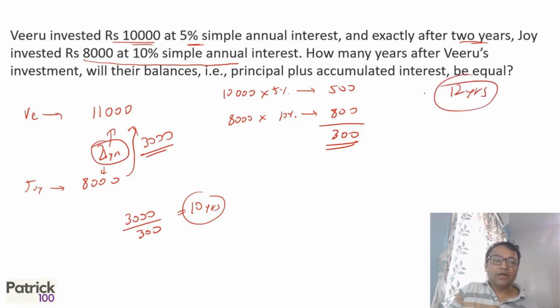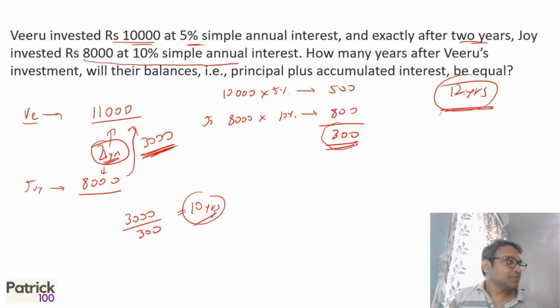So 12. I repeat again. Viru after 2 years will have 11,000. Joy after 2 years has 10,000. So Viru has 3,000 extra. And every year Joy is earning 300 extra. So to get 3,000 extra, you will take 10 years. So total 10 years plus the initial 2 years, because we want from when Viru started, it becomes 12 years as the answer.